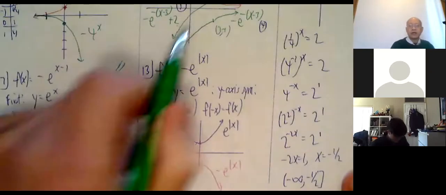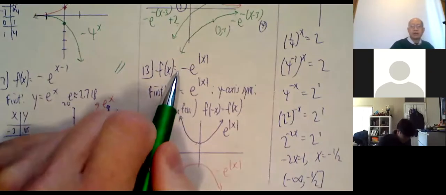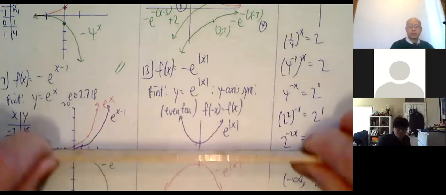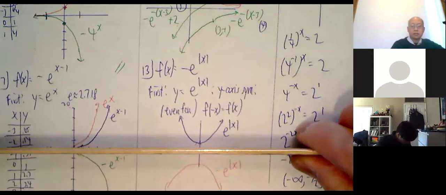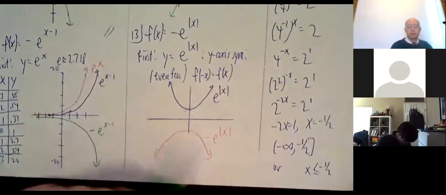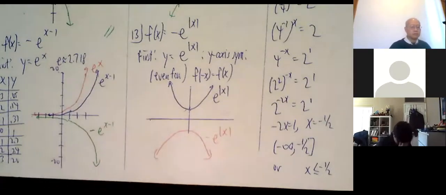All right, and then finally, negative of that, reflection across the x-axis. So the red is my final answer. Okay, so that's that.